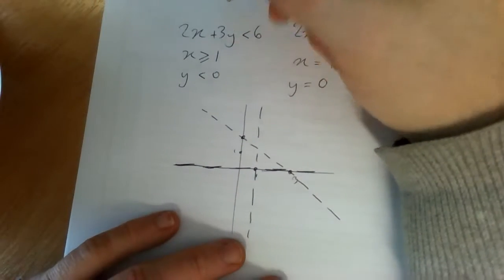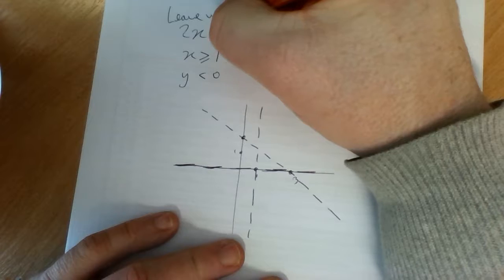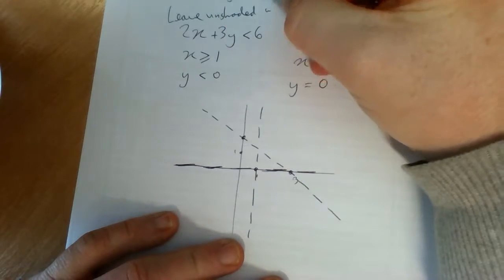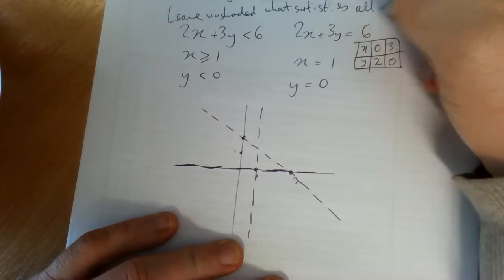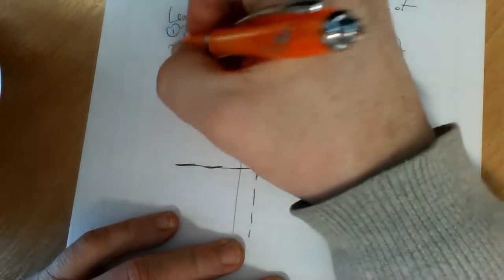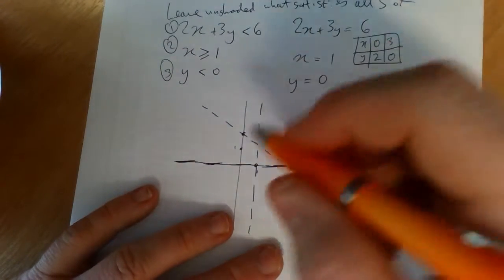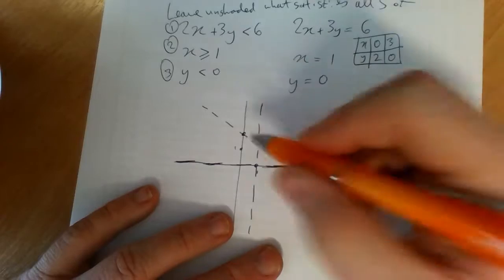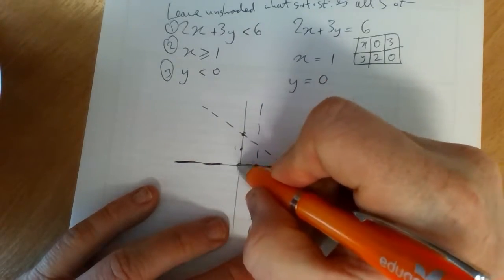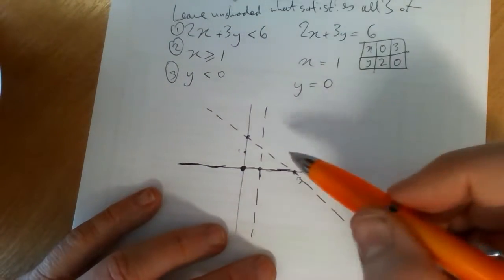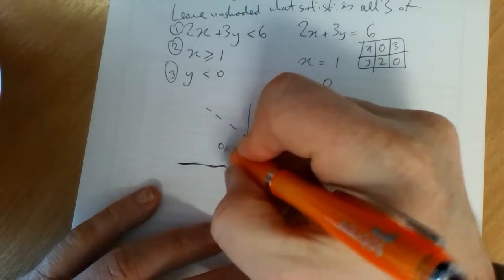Now, what you'll often be told is an instruction such as leave unshaded what satisfies all three of these conditions. Okay, so what you do is you find a test point that is clearly not on any of the lines. So, for example, 0, 0 is often a good test point. That's nowhere. Oh no, wait on. Sorry, that's on this dotted line. Let's go 0, 1. So that's my test point.